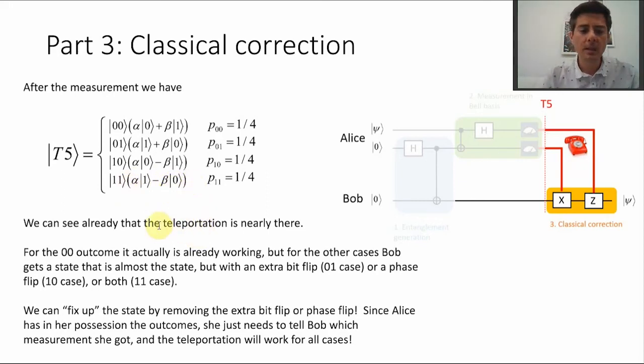So basically, at this point in the circuit, the teleportation is kind of there, but it's just that 3/4 of the time Bob's state is a bit mucked up. So all we need to do actually is to fix up these three cases where Bob is getting these weird flips, phase flips and bit flips and things like that. And then the teleportation would actually work perfectly, right?